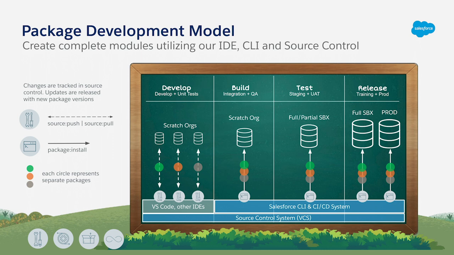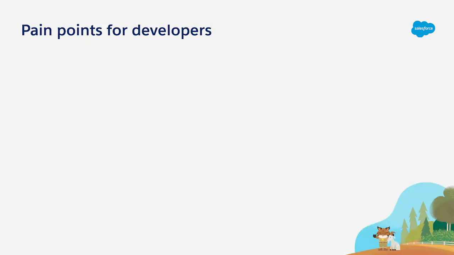In this process, we have the ability to track changes in source through a test process that delivers quality feature releases. This model works closely with the source, and in the end, you are left with a package that can be deployed anywhere. Before we get into how source tracking can save time for developers, let's take a look at some of the pain points for devs.